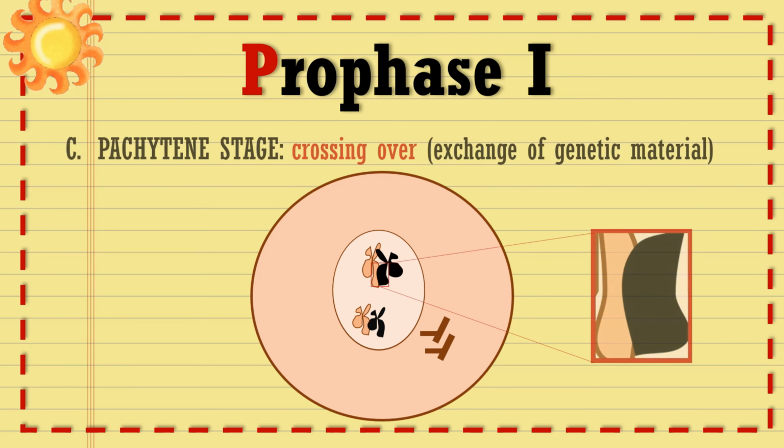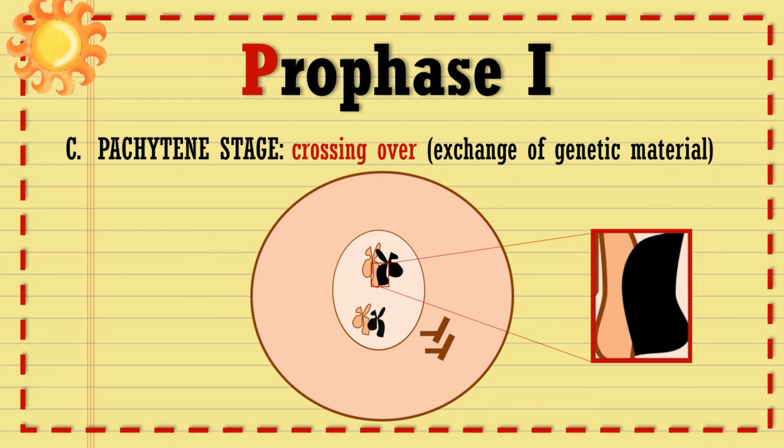In the pachytene stage, crossing over, or the exchange of genetic material in the chromosome segment of non-sister chromatids, takes place. Due to the crossing over, there will be genetic variation which makes each of us unique or different from one another, even coming from the same parents. This is the reason why no siblings look exactly alike, except of course for identical twins.